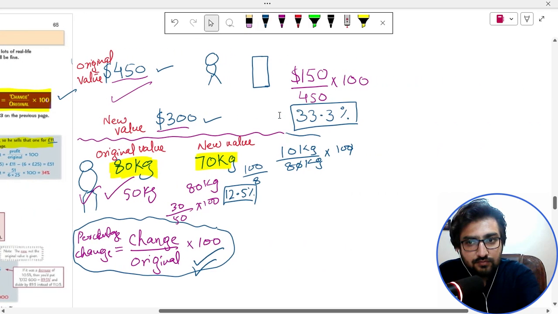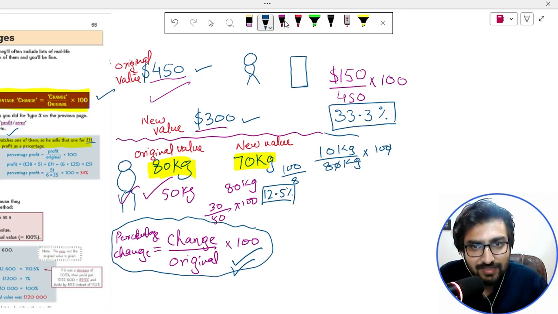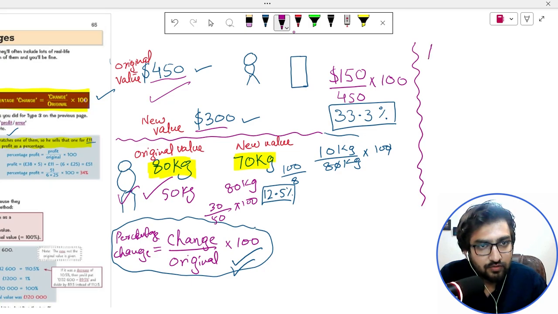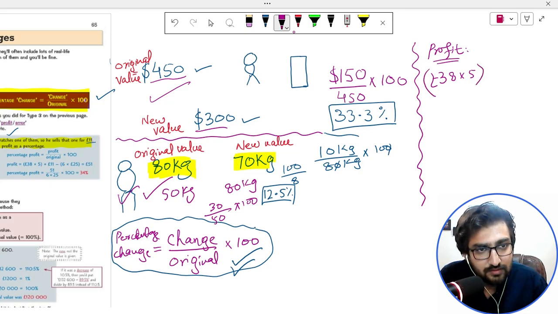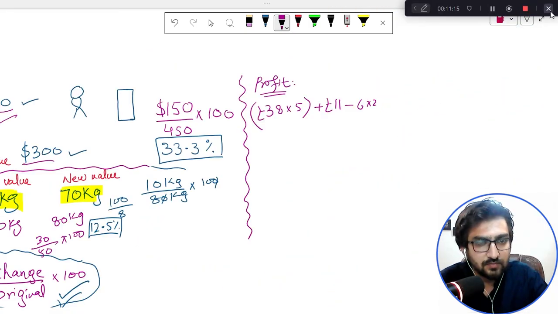So let me write it here. So let's calculate the profit. So profit is: he sold 5 watches at 38 pounds. So I will multiply 38 times 5, right? He actually bought 6 watches, but he sold 5 watches at 38 pounds. So this is one thing. 38 times 5 plus 11 pounds. This is his profit. But actually, you need to subtract the buying, the amount on which he bought all those 6 watches. That is minus 6 times 25 pounds.